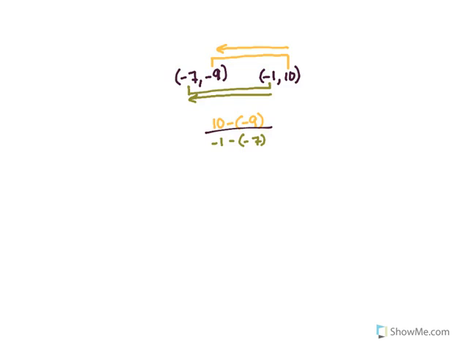Okay, when I go to simplify this, remember 2 negatives make a positive. So I have 10 plus 9, which is 19, over -1 plus 7, which is going to give me 6. And that is our simplified version. We can't simplify that any further.